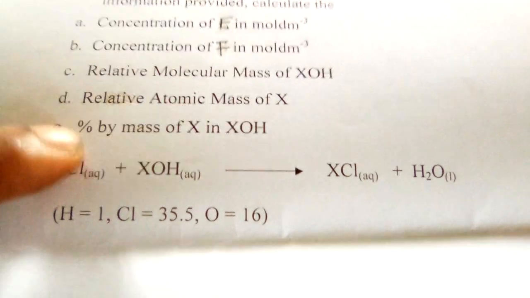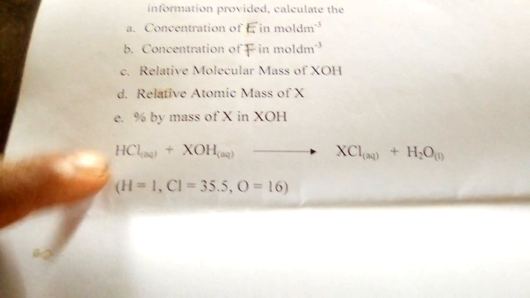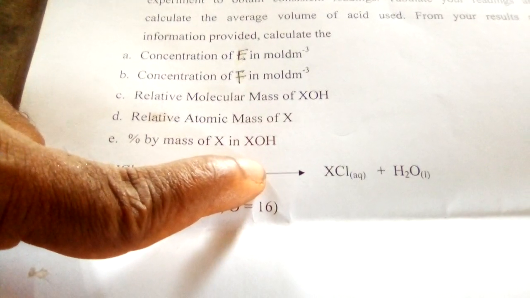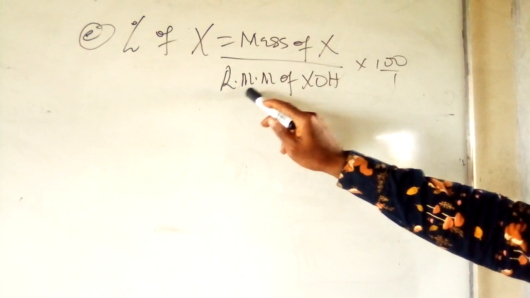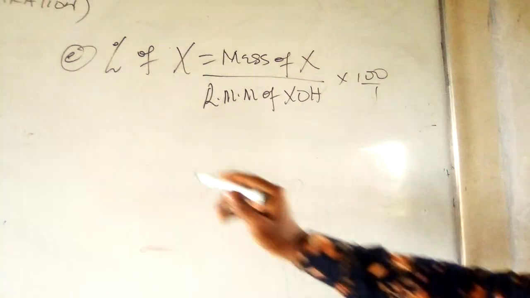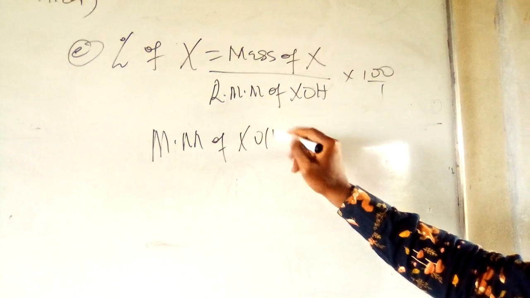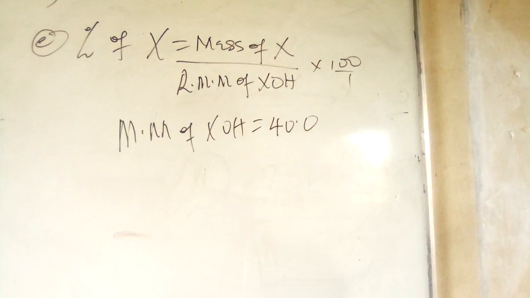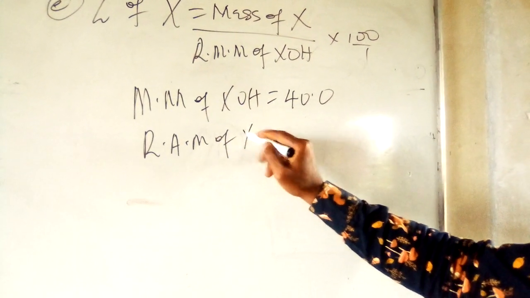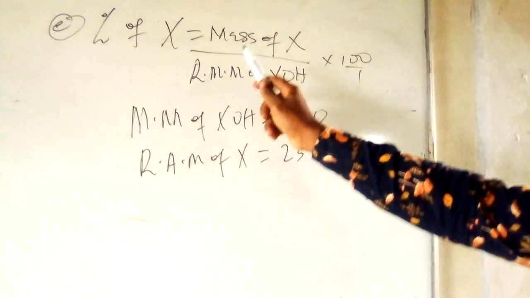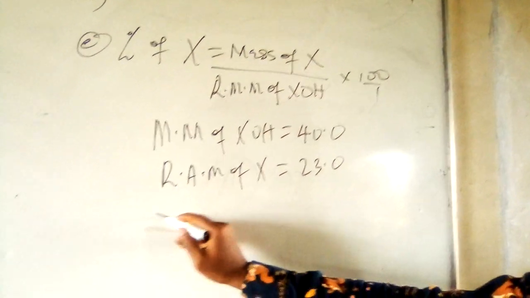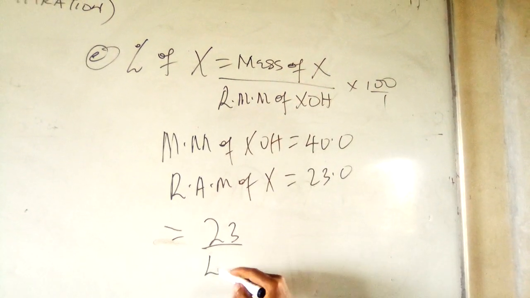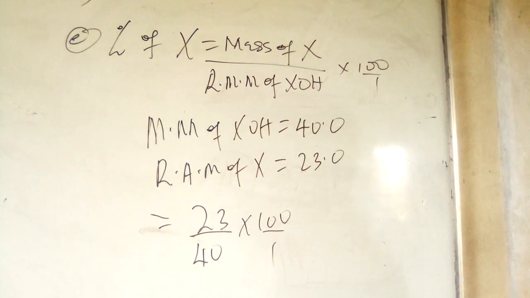We'll go to the fifth question there, E. We have to calculate the percentage by mass of S in SOH. According to the board, the percentage of S in the compound is given by the mass of S all over the relative molecular mass of the compound, times 100 over 1. The molecular mass of the compound has been estimated today. We got it as what value? 40.0. And we also got the atomic mass of S as what? 23.0. And there's only one atom of S in the compound. So the mass of S remains 23. If there were to be two atoms, it would have been 23 times 2. So now I have 23, mass of S, over molecular mass 40, times 100 over 1. Solving this, what's the answer, please?